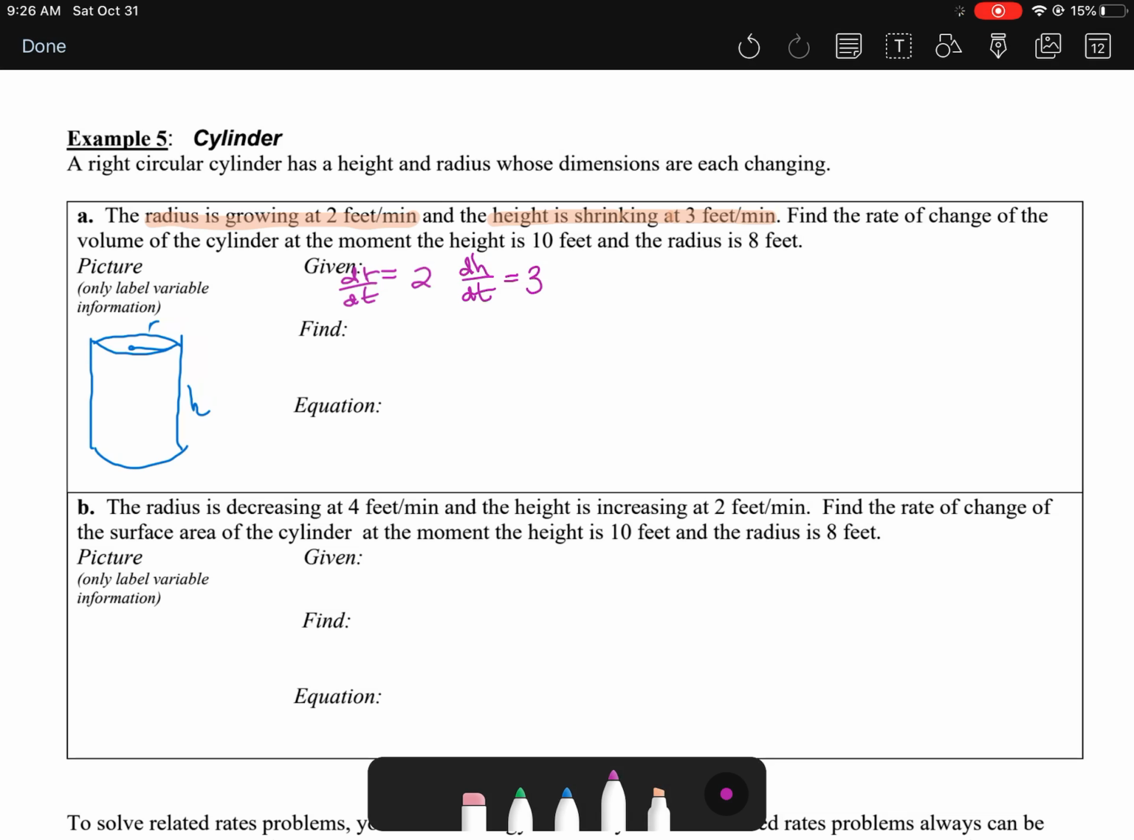And then find the rate of change of the volume of the cylinder. So I'm trying to find dV/dt when the height is 10 and the radius is 8. Okay, so now I need an equation. Well, I'm trying to find the rate of change of the volume of a cylinder. So what is the volume of a cylinder? That is V equals pi r squared h.